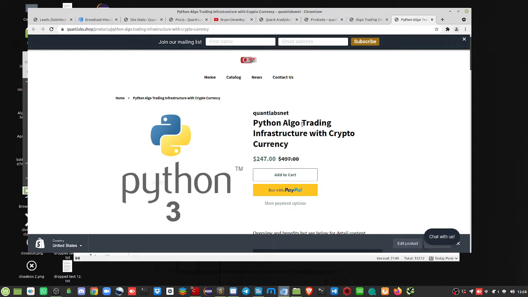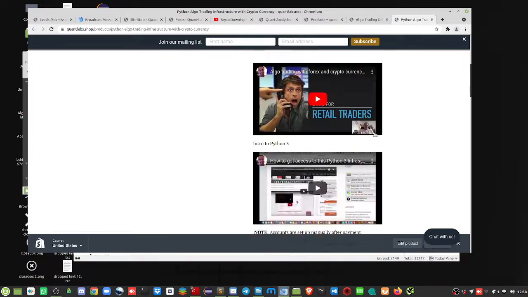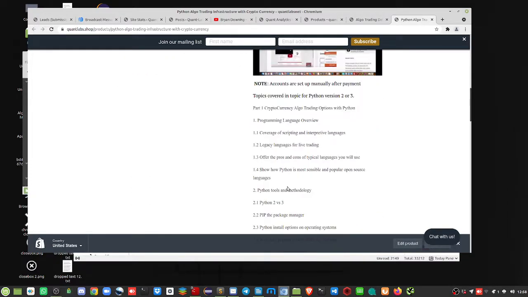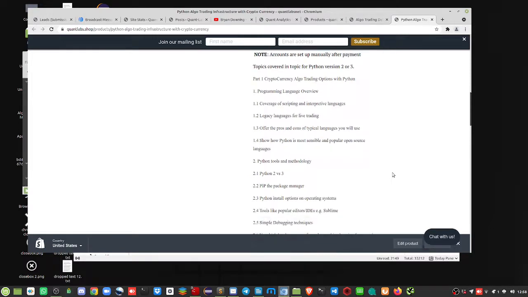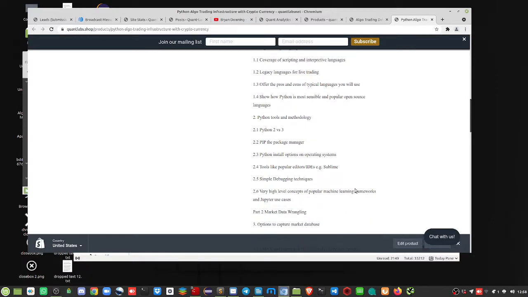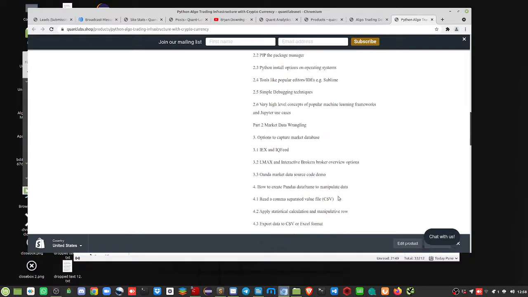It covers all the infrastructure that goes into not just crypto now, but will soon be any asset class no matter what. So it covers all these different sections, different programming languages. Why Python? That's pretty well a given these days. Pros and cons of different languages. And namely what we're going to go through is market data wrangling, how to acquire data. We'll also probably have a new course on top of this for Interactive Brokers.